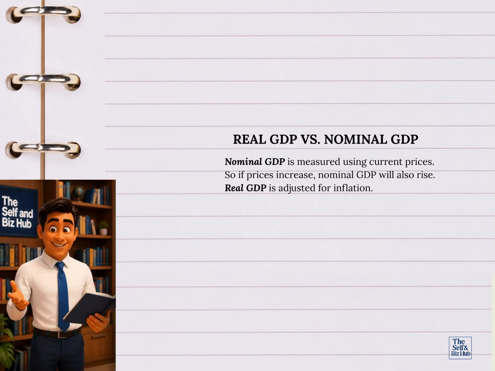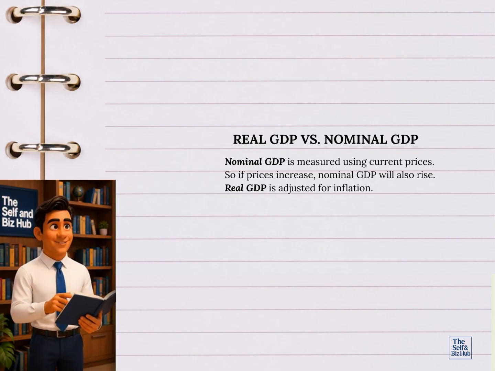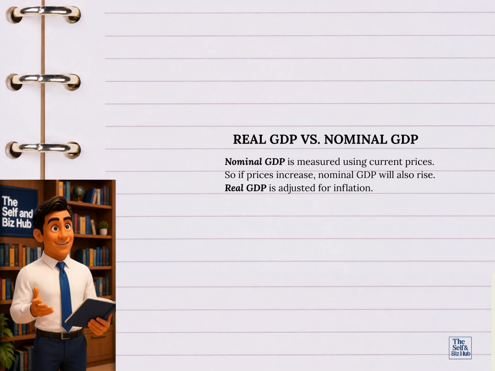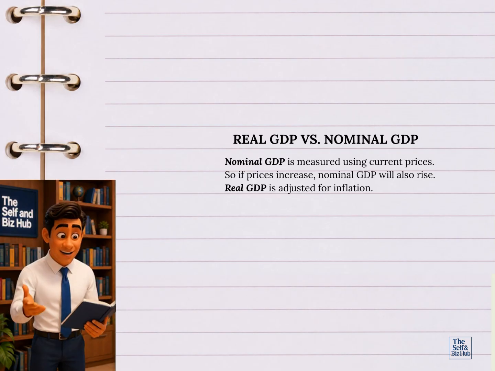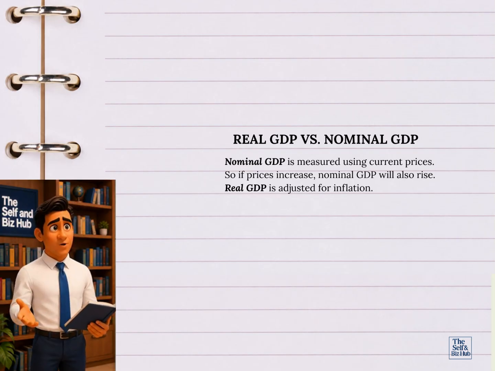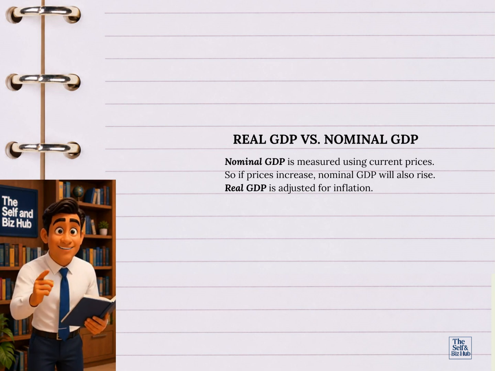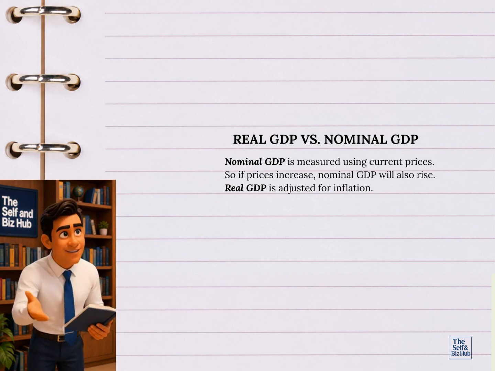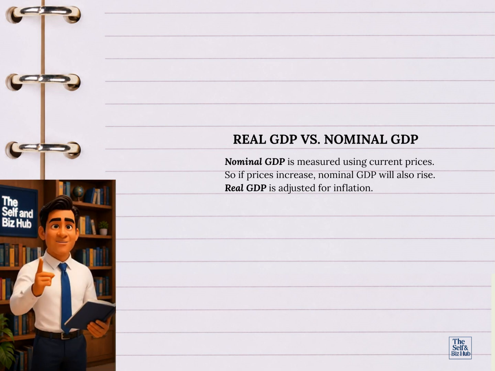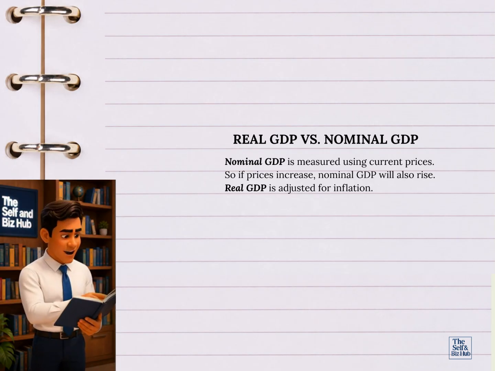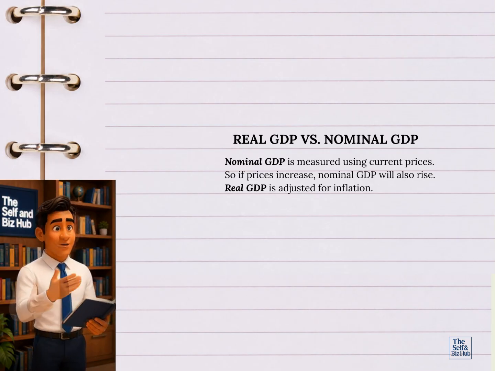Real GDP is adjusted for inflation. It shows whether the economy is actually producing more goods and services. For example, if nominal GDP grows by 12%, but prices increase by 9% during the same period, then real economic growth is approximately 3%. Real GDP is the measure economists use to analyze long-term economic growth.